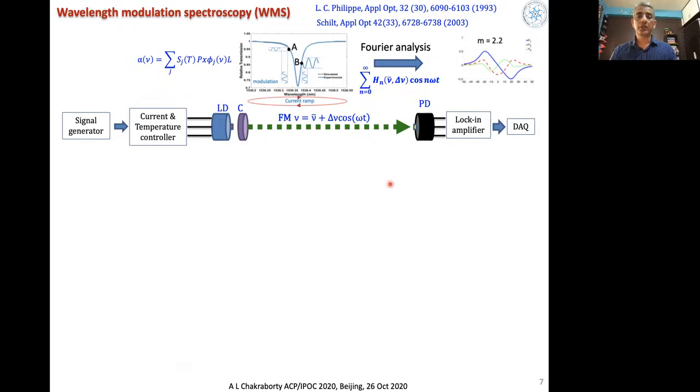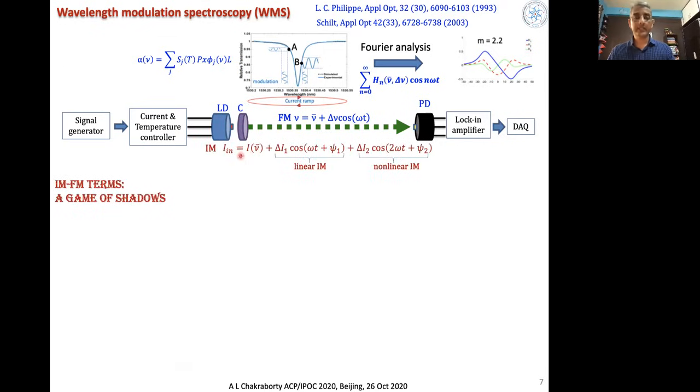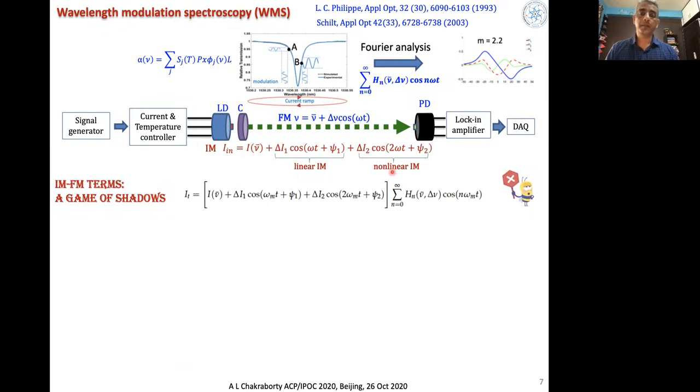Now, so far, the story was quite nice. But unfortunately, as you modulate the current of the laser, you also modulate the intensity of the laser. And this intensity modulation has a linear as well as a nonlinear component. So these are the amplitudes, del I1 and del I2, but they're also offset from the frequency modulation component by phase differences that are unique to the laser and unique for the modulation frequency that you choose.